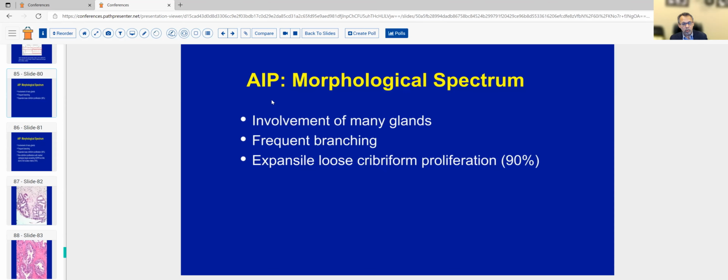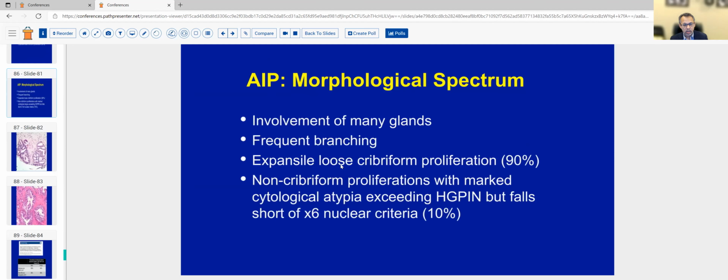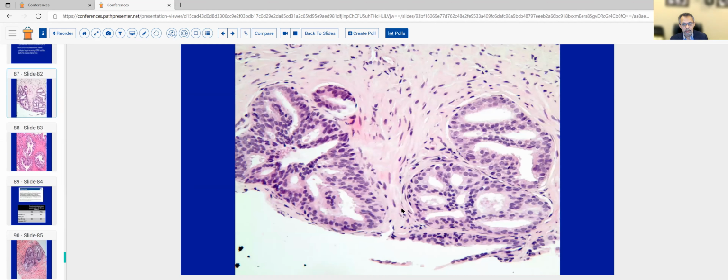So if we look at the morphology, they have many similarities with intraductal carcinoma. They also involve many glands. Branching is very common. But the most important difference is the vast majority of them present with a loose cribriform architecture, defined as cellular proliferation accounting for less than 50% of luminal spaces. In rare situations, they may present with marked cytological atypia exceeding high-grade PIN, but falling short of 6-time nuclear criteria.